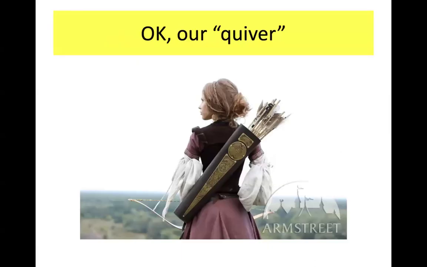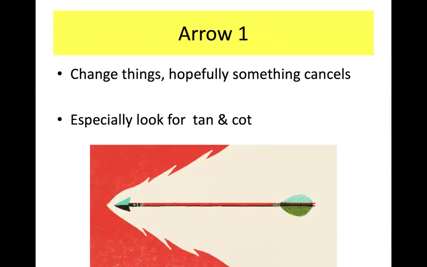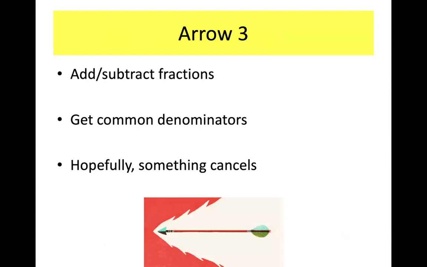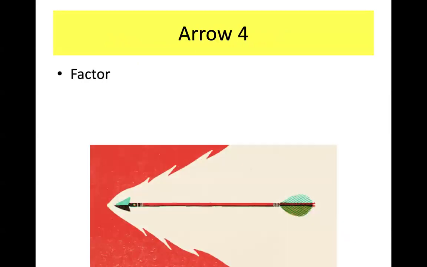All right. So our final arrows of the day. Arrow number one, rewrite. Hopefully something cancels. Arrow number two, if you can, multiply by the conjugate. Arrow number three, if you got two fractions, add or subtract them. Hopefully something cancels. And arrow number four is if you can factor, and hopefully something cancels. Notice there's a pattern here. Almost every one of these ends with something cancels.